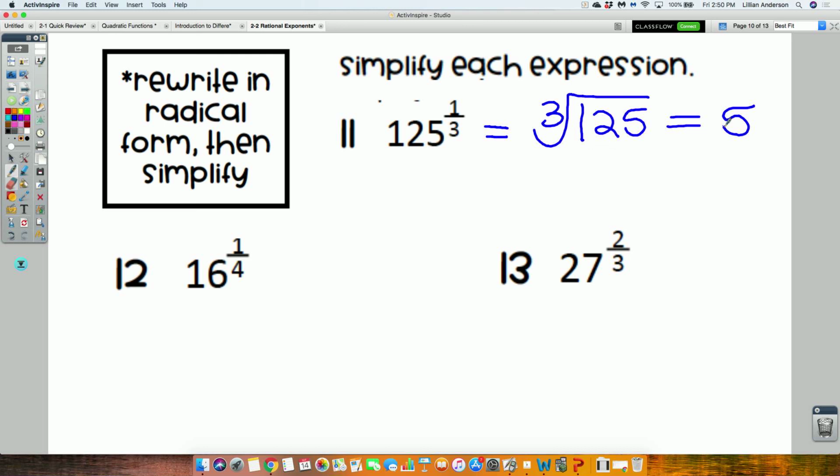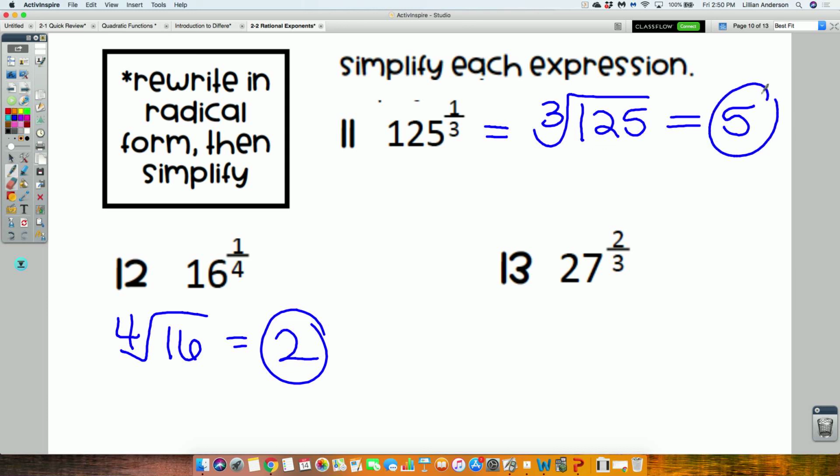What about number 12? How would you rewrite this in radical form? Let me call on a student. How about Zoe? How would I rewrite this in radical form? Of 16. And this is the first power of 16. Okay? What number times itself 4 times gives you 16? It is 2. That's the answer. Simple enough, yeah? Okay.